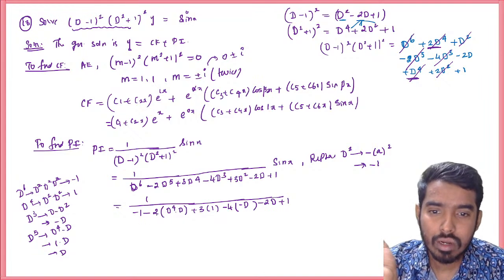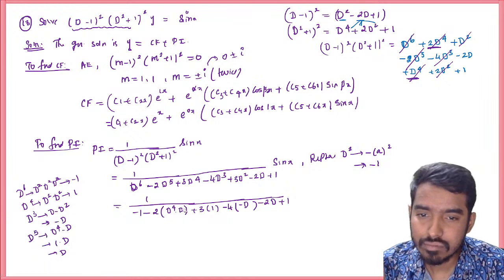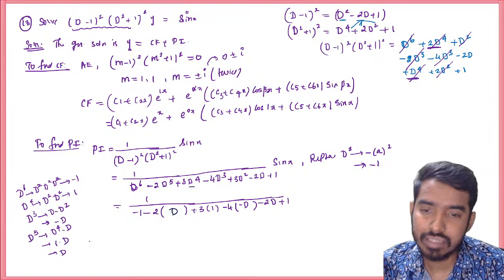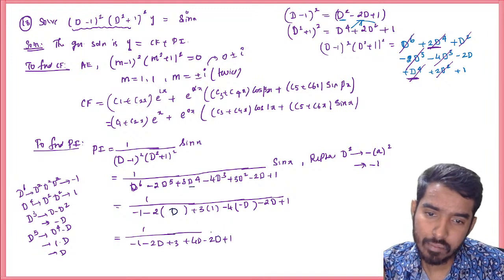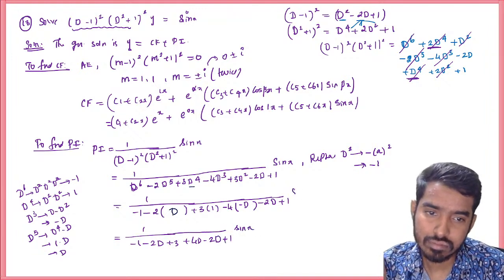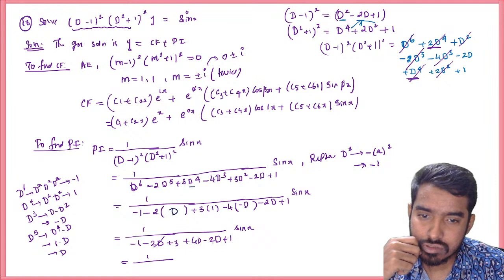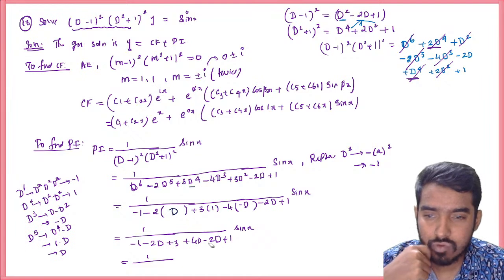Here you are only going to get some functions of d and constant term only. So d power 5 is d. d power 4 is 1. d cube is minus d. d square is minus 1. So you will be having 1 divided by minus 1 minus 2d plus 3 plus 4d minus 2d plus 1, into sine x. So this will be 1 divided by, so minus 2d, sorry, minus 2d is 4d.